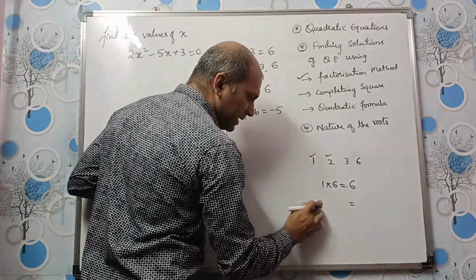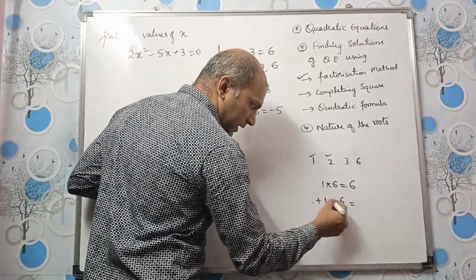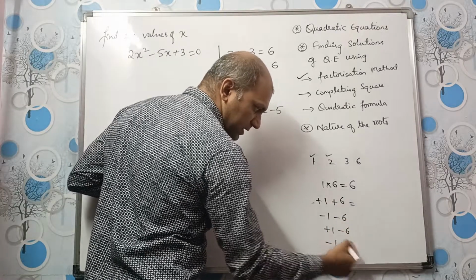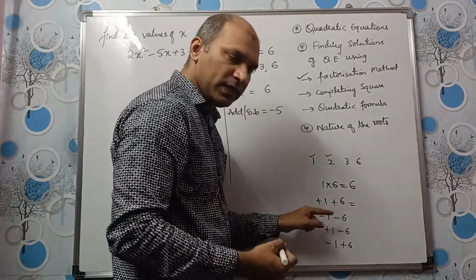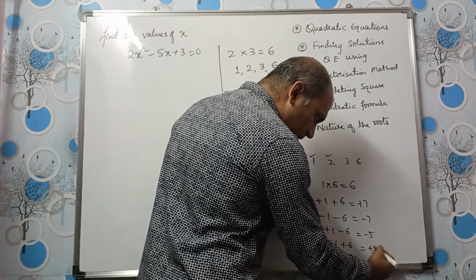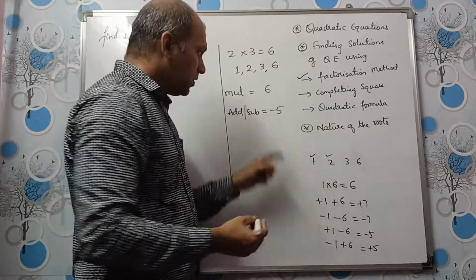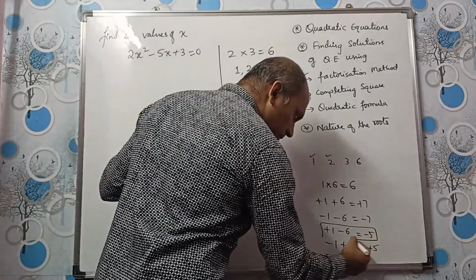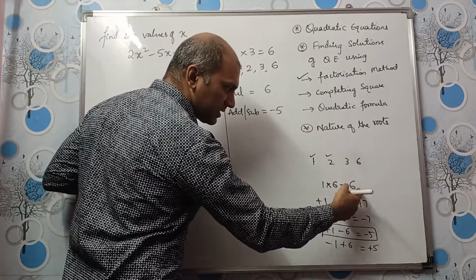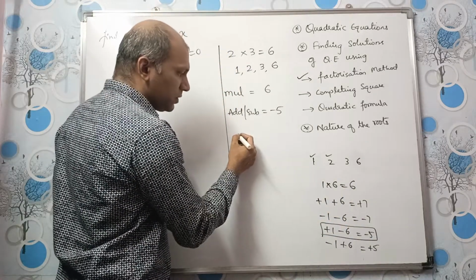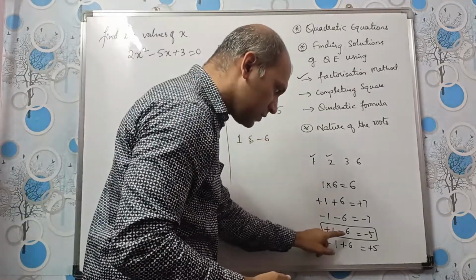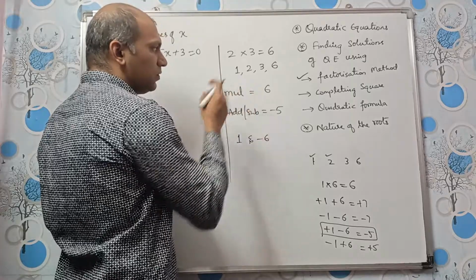We need minus 5. Let us write all the combinations of 1 and 6. We can write plus plus, minus minus, plus minus, minus plus. These are the combinations we can make with 1 and 6. So this will be plus 7, minus 7, minus 5, plus 5. So we have minus 5: multiplication is 6, addition or subtraction is minus 5. So can we take these numbers now? Plus 1 and minus 6. These are the two factors now.